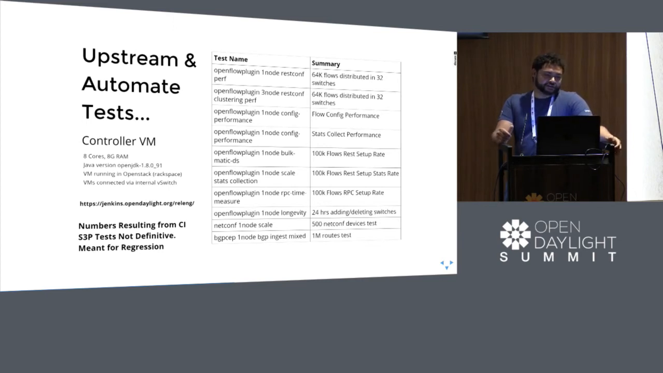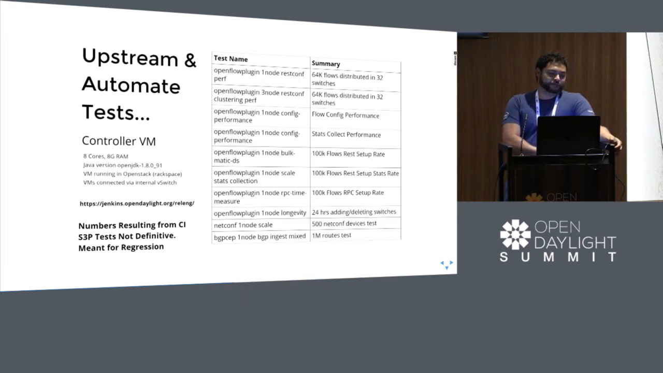I will say that these are tests that are currently upstream that we've taken from the original report we did, and we've automated those tests and pushed them upstream. I won't go through each one of them, but you can see there's a bevy of OpenFlow tests, which is the most heavily tested and developed plugin that we have. It includes 100K flows, REST setup, 64 flows distributed in 32 switches, and so on and so forth. We also have a couple of NETCONF and BGP PCEP tests that are upstream as well, which is sort of nascent work that I'm sure will be added to, because we had more of those tests in the performance report than upstream.